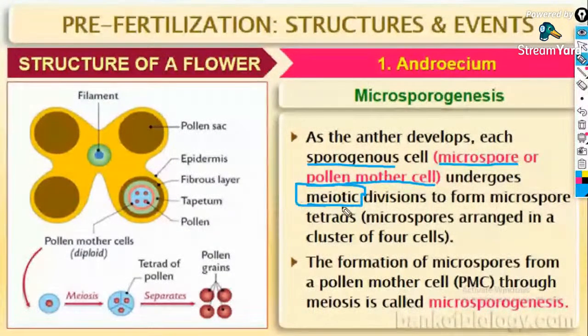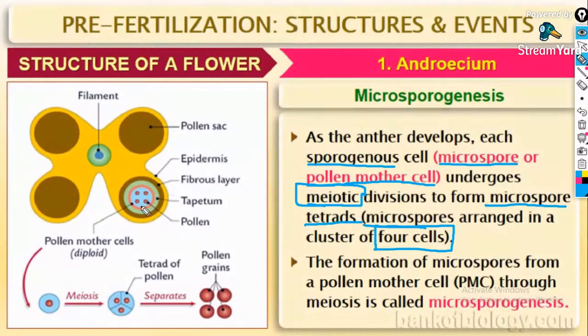For the formation of male and female gametes, or male and female sex cells, the parent cell has to undergo meiotic division instead of mitotic division. Meiotic division reduces the chromosome number to half, so that after fertilization the chromosome number of the organism is retained. So the microspore mother cell undergoes meiotic division to form a microspore tetrad, which means the microspores are arranged in a cluster of 4 cells.